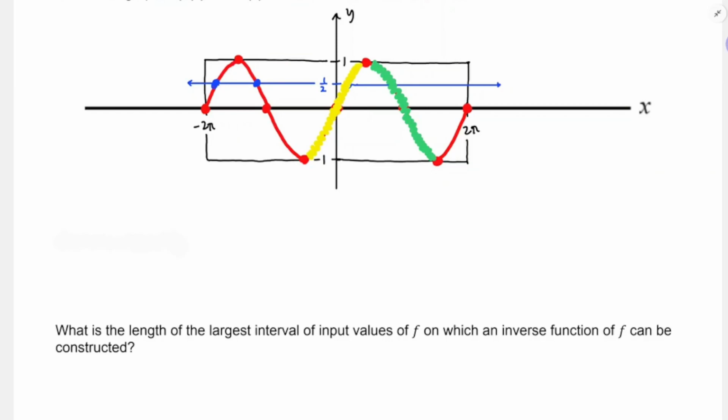Either way, if we look at both of these intervals, these are the largest intervals I can come up with where the function's either only increasing or only decreasing. Both of these are half the period. It's a little bit offset, but you can see from minimum to maximum, that's half the period. And so that's going to be half of 2 pi, which is pi.